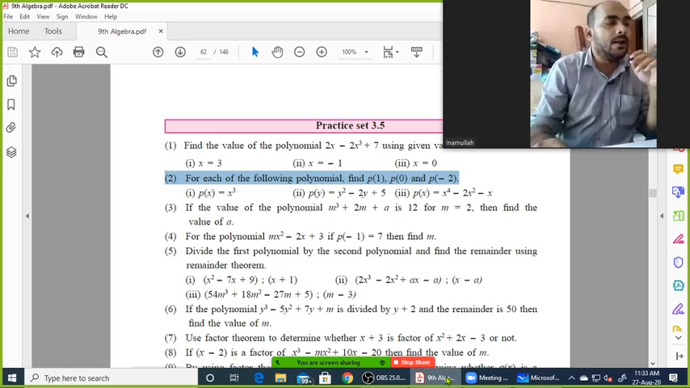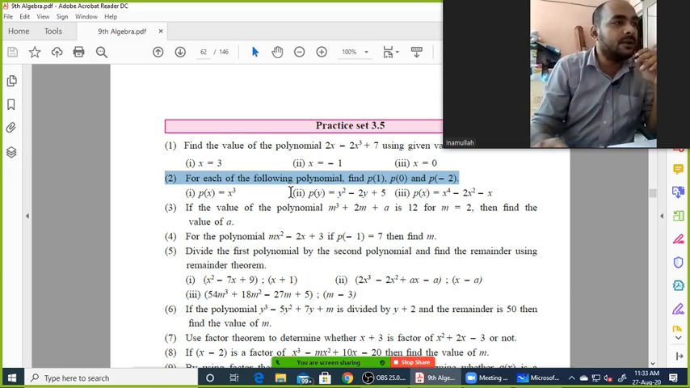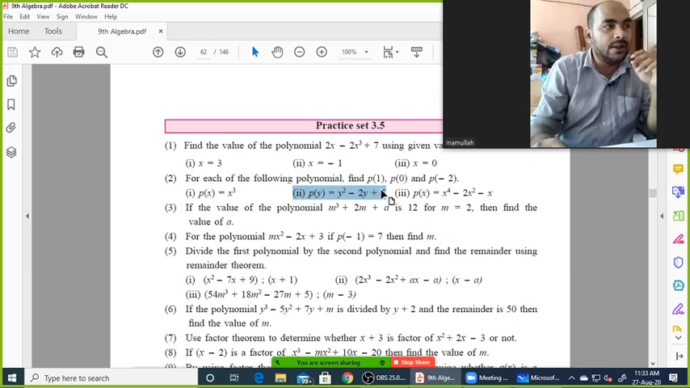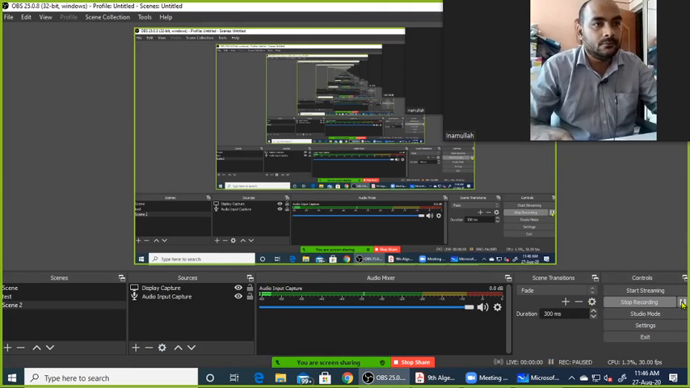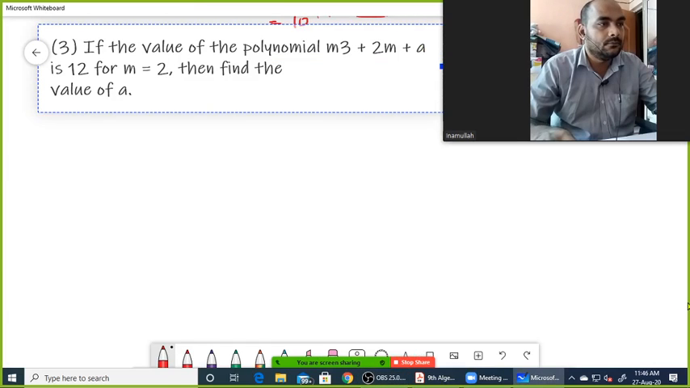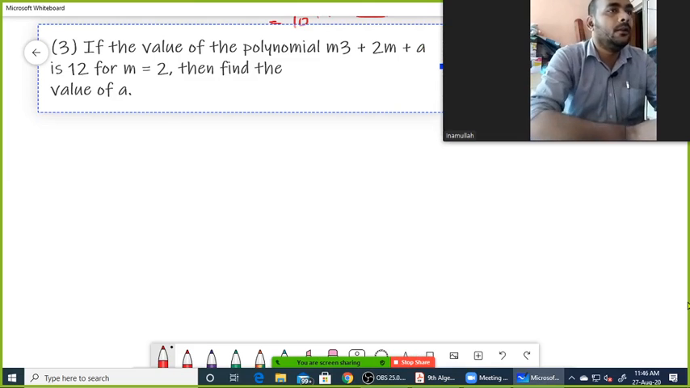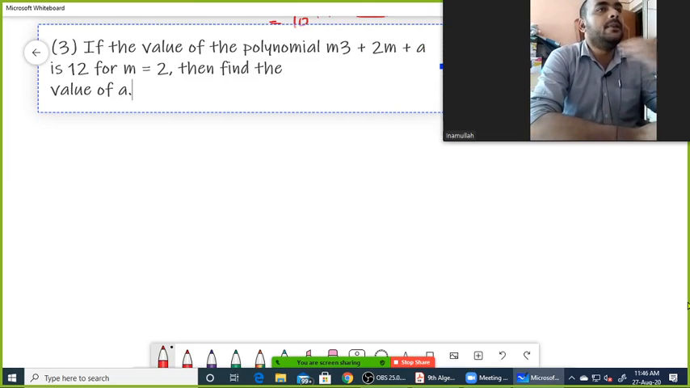It's your turn to solve question number 2. This one is remaining. You need to find the value of this polynomial when the value of y is 1, y is 0, and y is minus 2. This is question number 3.